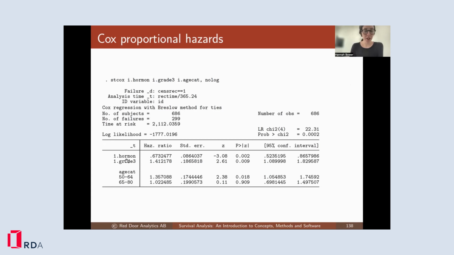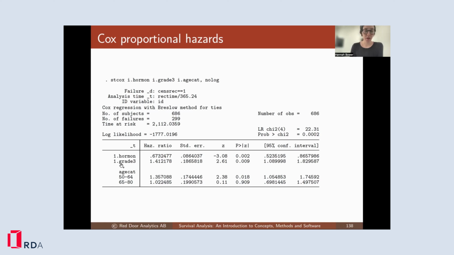And we get hazard ratios for all of our variables we include in the model. The thing that we're most interested in is the hormonal therapy. That's our exposure of interest. And we see that the hazard ratio is 0.67, and the confidence interval goes from 0.52 to 0.87. And that compares those that had hormonal therapy to those that didn't.